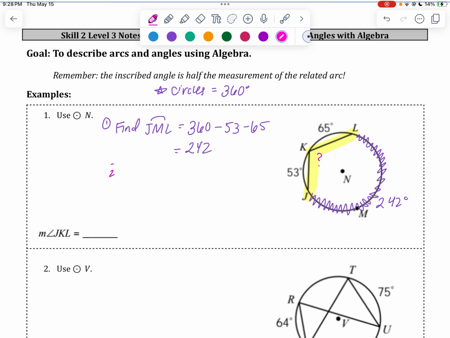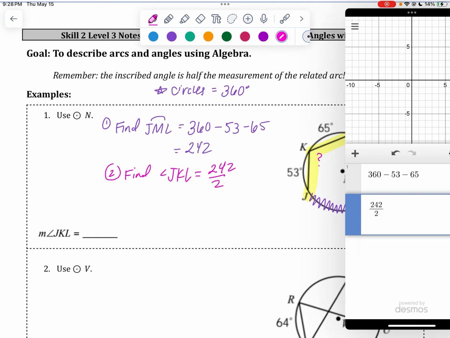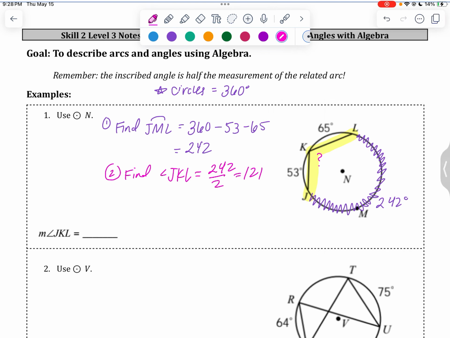So let's find it. We are going to find the measurement of JKL, and I'm going to take 242 and divide it by 2. So I'm going to take 242 divided by 2. That gives me an angle measurement of 121. So that means my angle measurement of JKL is equal to 121 degrees. Okay.